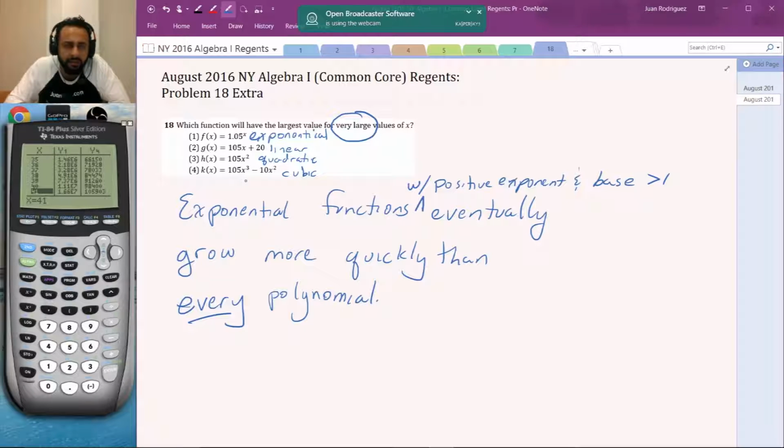It could be 105x to the 100 billionth. That's still a polynomial. Eventually, 1.05 to the x will surpass every polynomial. So that is the answer. That's the thing that you really need to know for any of these problems. It's a really nice, useful tool to have for this class, for geometry, for algebra 2, for pre-calc and calculus, and for every science class that you'll ever take that involves math. So this is the answer.